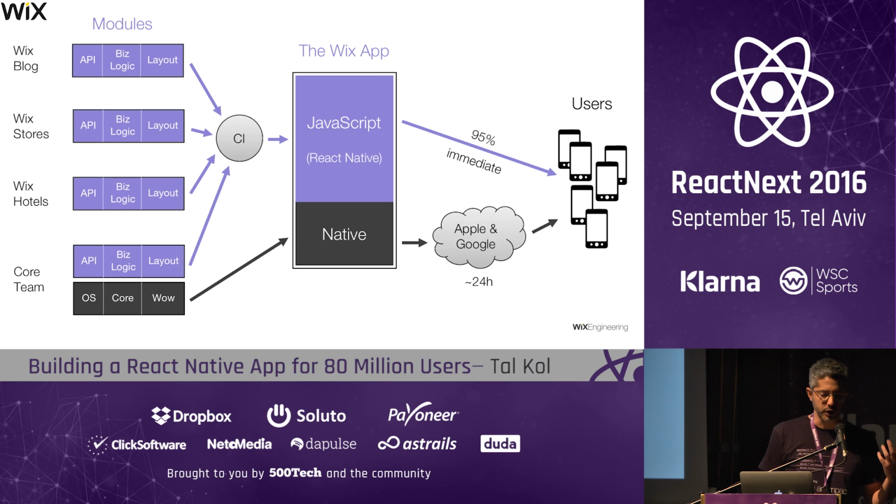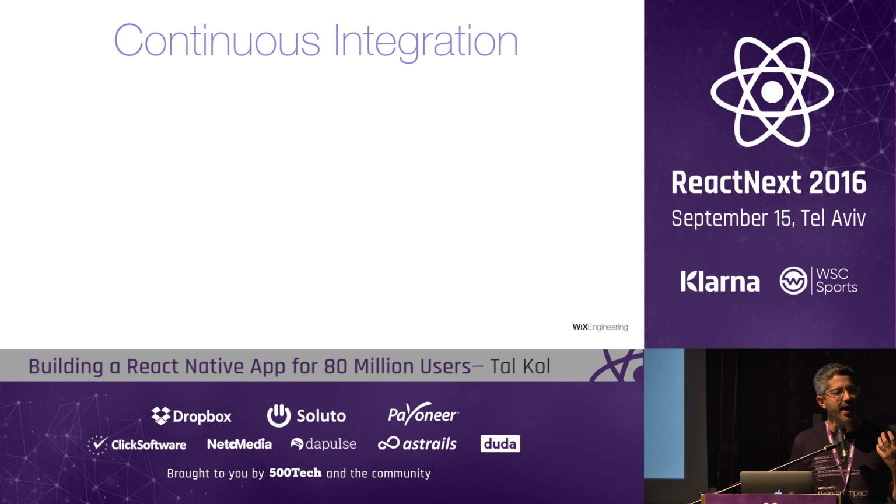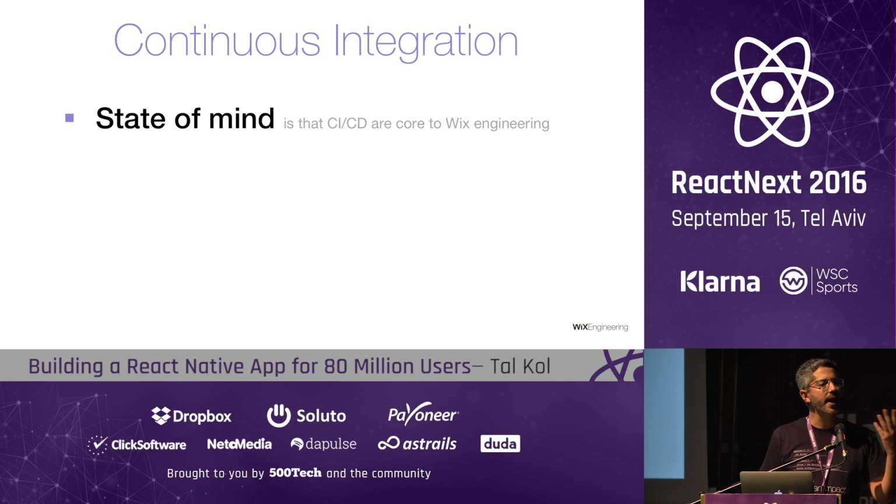About continuous integration. Continuous integration is a core value in Wix. It's a state of mind of the entire company. If you look at all of our backend and all of our front end, it's all continuously integrated and continuously delivered. We claim to push to production 60 times a day. Mobile was always the black sheep in Wix because you have a release train because of the app stores, so we couldn't work this way.